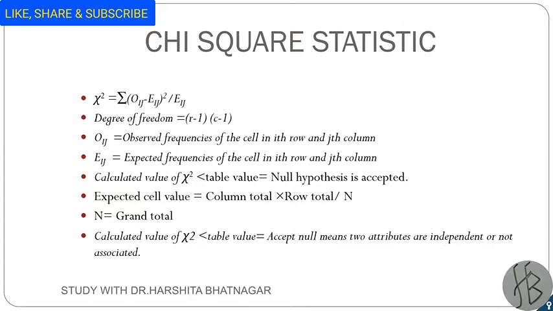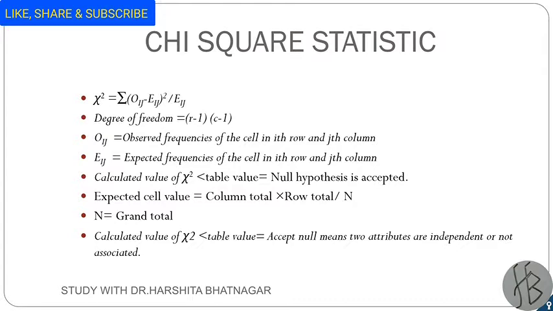The chi-square statistic is chi-square equal to the square of the differences of the observed frequencies and the expected frequencies, and then we divide the value by the expected frequencies. In this case, the degree of freedom will be (r minus 1) multiplied by (c minus 1). Oij represents the observed frequency of the cell in the ith row and jth column. Eij is the expected frequency of the cell in the ith row and jth column, whereas r represents rows and c represents columns. Here, if the calculated value of chi-square is less than the table value, then we will accept the null hypothesis.